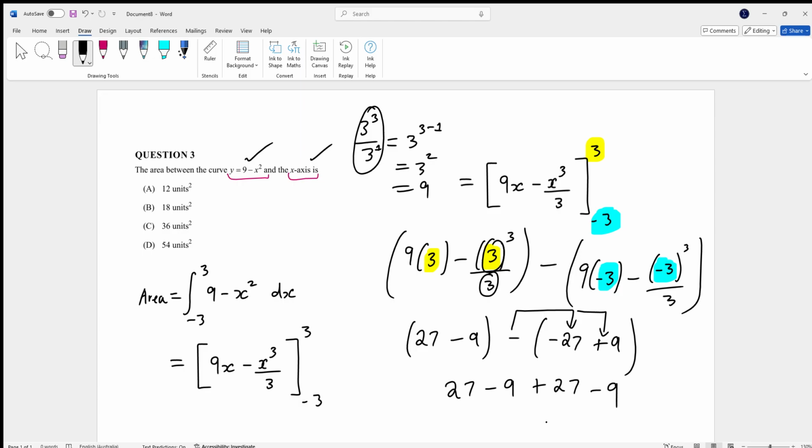So here we've got to work out, what is 27 plus 27 and negative 9 minus 9? Now ideally what you could do here is just work out what 27 minus 9 is and then times that by 2. Or you could add it all together. But 27 plus 27 is going to give you 54. Negative 9 and negative 9 is negative 18. So 54 minus 18 gives you 36. So 36 is the correct answer there. So C is your correct answer.